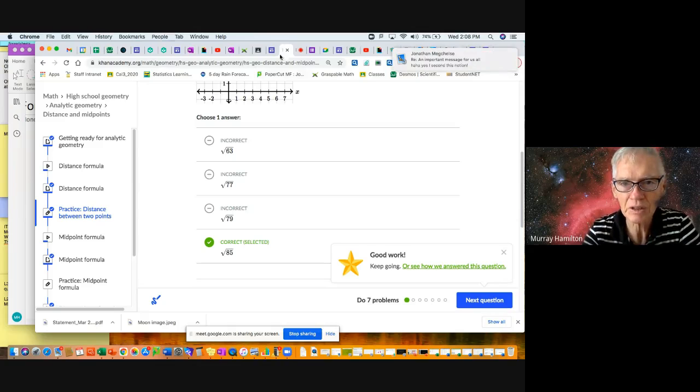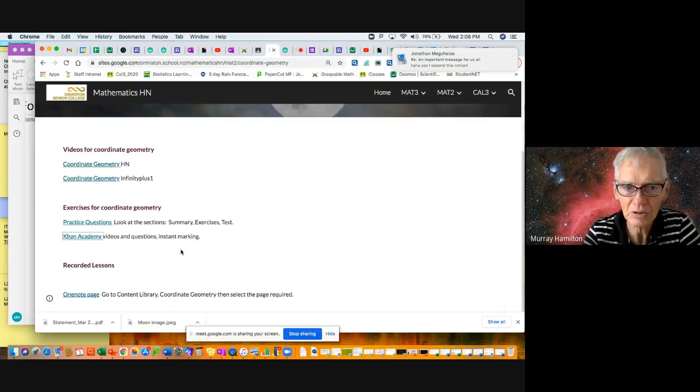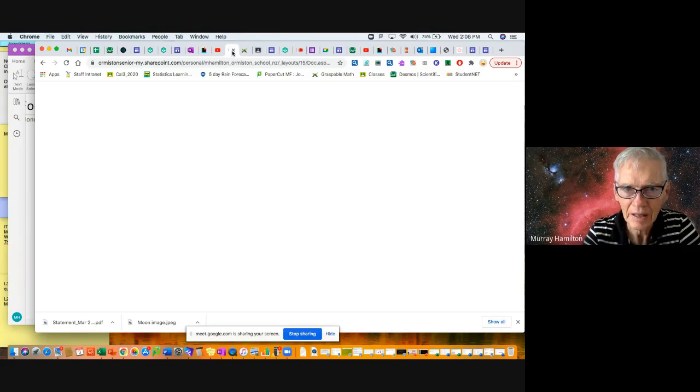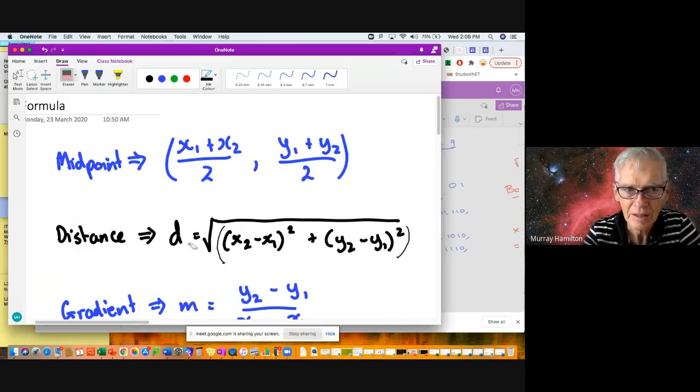All that I'm doing at the moment is showing you where these are. So you go to my Google Sites, go to Khan Academy, videos and questions, instant marking. Okay, so we're going to look at the distance formula. And whoops, wrong page. So here we have the formula, midpoint and distance. These are the two things that we're going to concentrate on today.